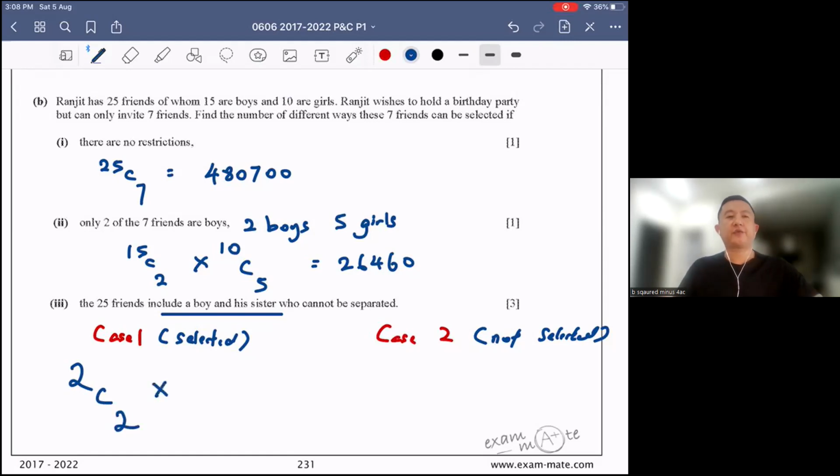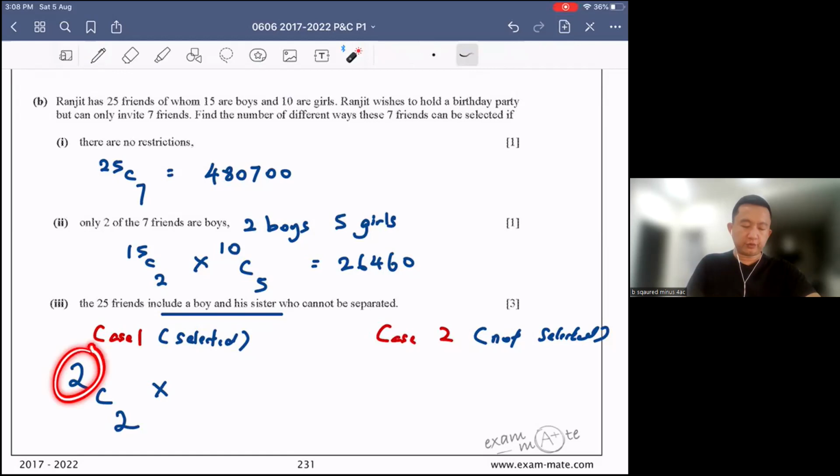And if 2 of them must be selected, then how many other friends do we have? 25, you minus 2, so we have 23 friends left. And out of this 23, how many do you need? You need 7 in total. We have selected 2, so you need another 5 here. Check again. Is it 25? When you add up, yes. Is it 7? Yes. Okay.